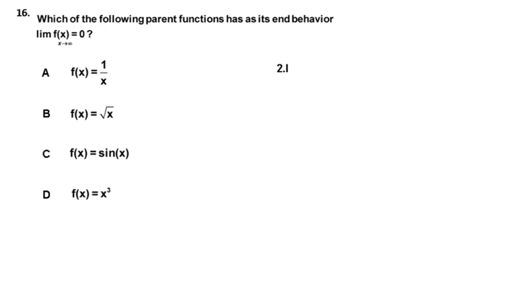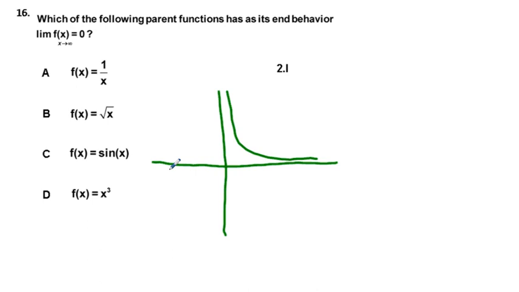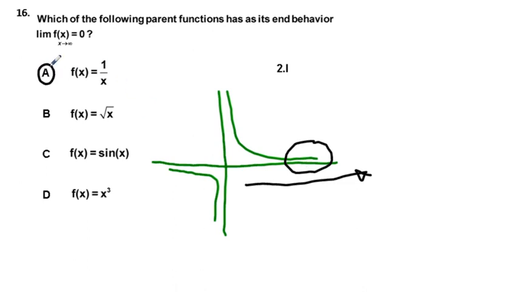Next, 16. Which of the following parent functions has as its end behavior the limit as x approaches infinity equals 0? Well, it's going to be this one right here, this 1 over x. If we go toward infinity, what does y approach? Well, it approaches this horizontal asymptote of y equals 0. So our answer is going to be answer choice A.